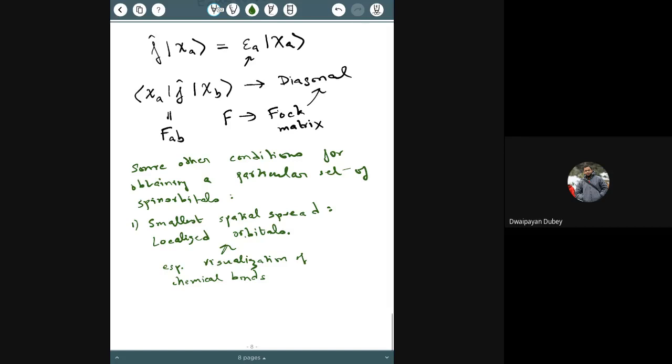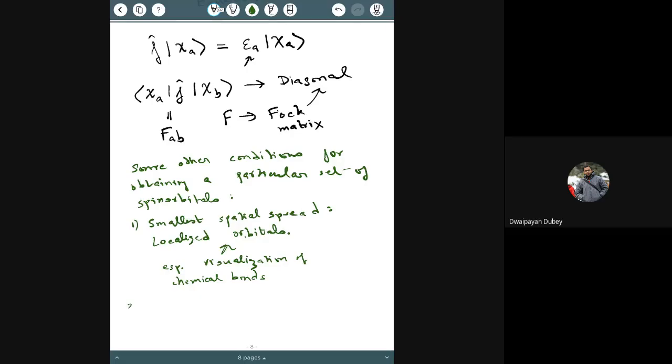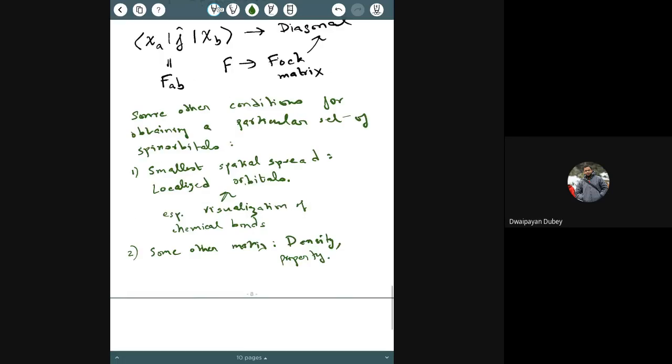If you have a theory with a more complicated structure of equation, then sometimes you might want some other quantity to be diagonal, not the energy of the orbital, but something else. So maybe the energy is not important to you. That is also possible. Some other matrix, maybe some density matrix, or property, something else. But those are much less common. In this course at least we will deal with the canonical Hartree-Fock equation only.